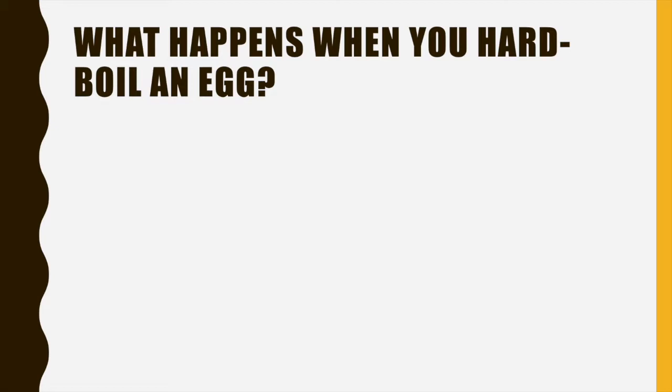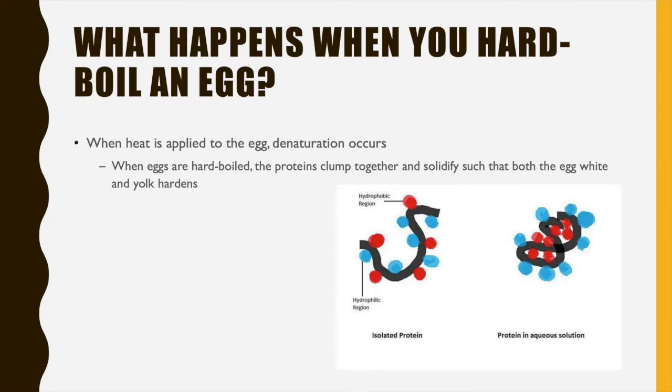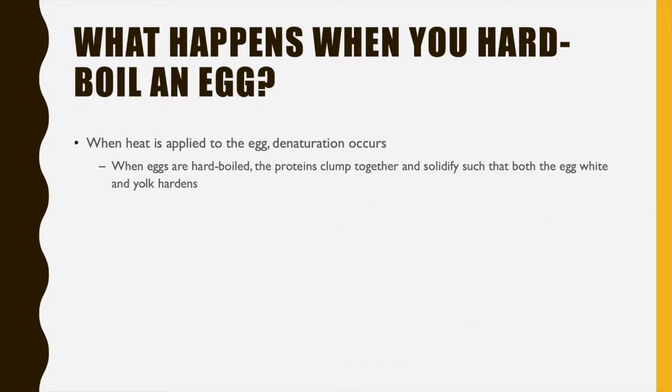So what exactly happens when you hard boil an egg? Well, importantly, when you apply heat to the egg, denaturation occurs. This is the process by which the chains of amino acids are changed from their original state. Heat denatures the protein by disrupting some of the bonds that hold the molecule into shape. When hard boiling an egg, the proteins clump together and solidify, causing both the egg white and yolk to harden. What happens to the shell during this process? This will be discussed in slightly more detail later.